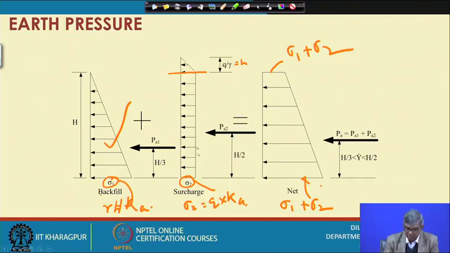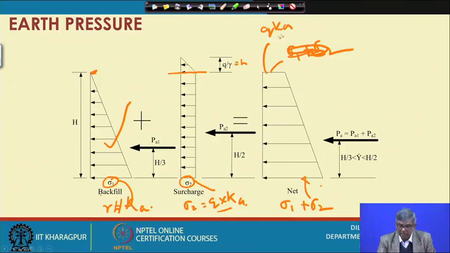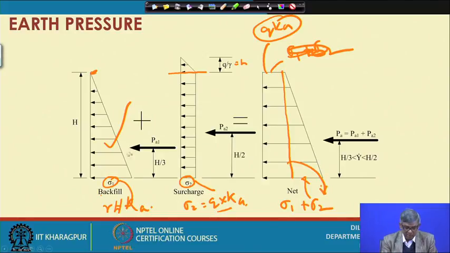Whatever value will be there, this 0 will be there, and here it will be Q into Ka, this will be Q into Ka. This will be Q into Ka value, and here sigma 2 is this one and sigma 1 is this one.